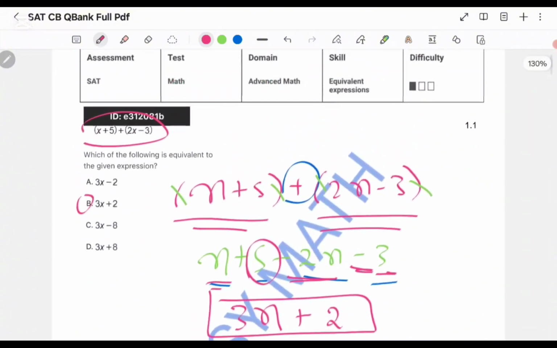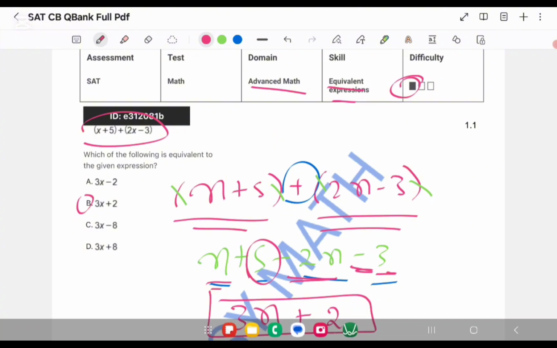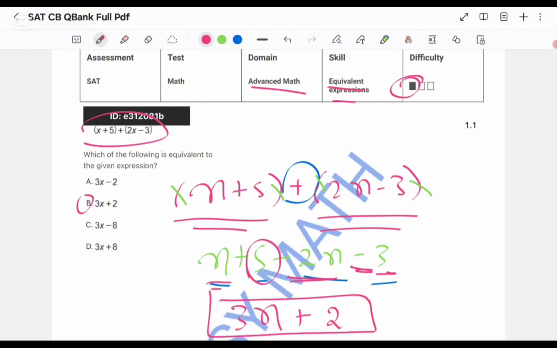Now, this question is a very easy difficulty level of the equivalent expressions scale in the domain of the advanced math. However, say that you got this question in module 1, and you have plenty of time to check. What do you do? I would always advise you to go ahead and use Desmos, be familiar with Desmos. However, you would also have your own physical calculator.